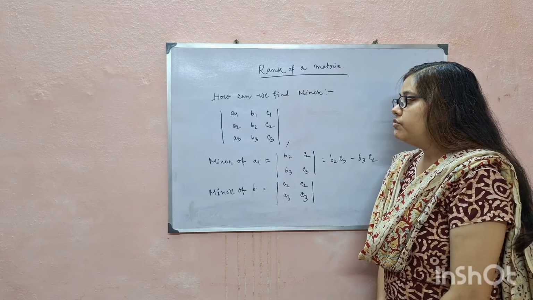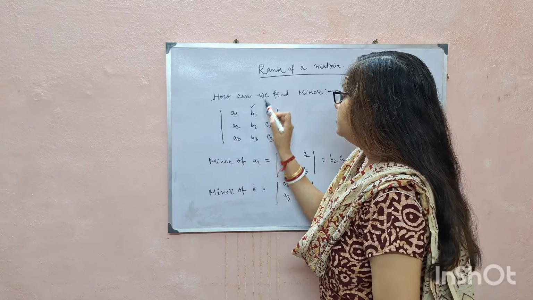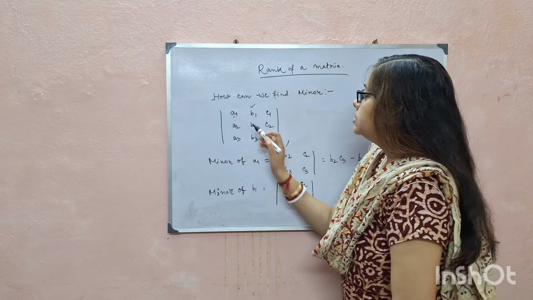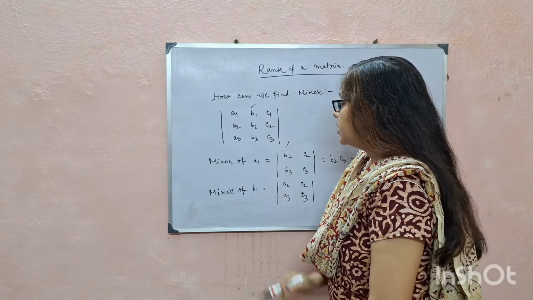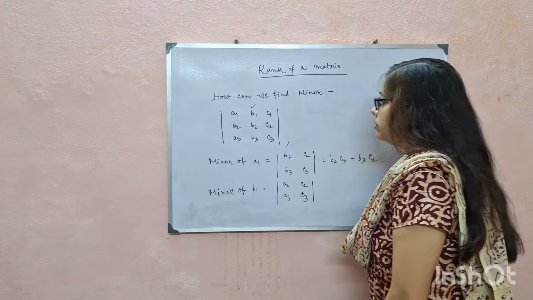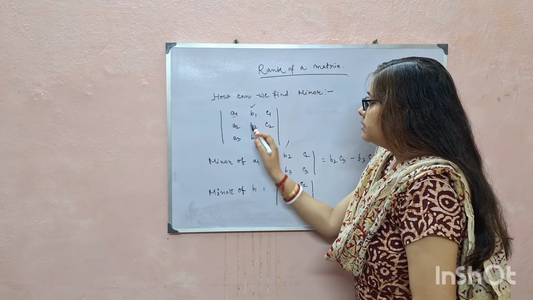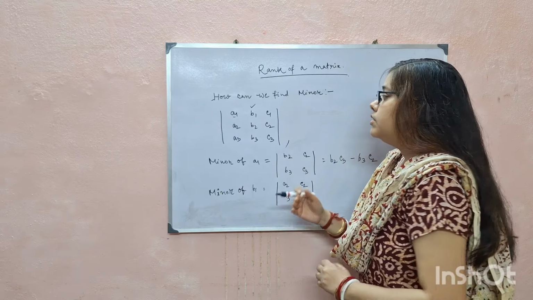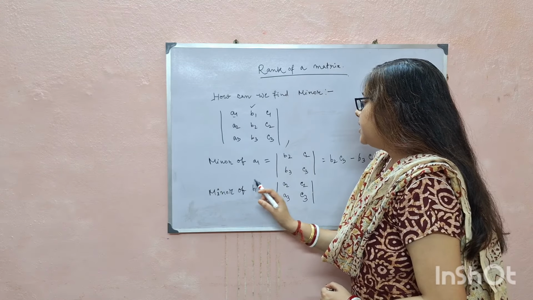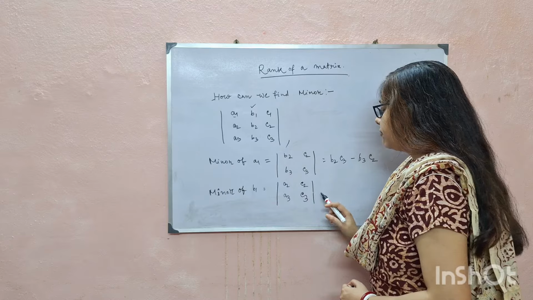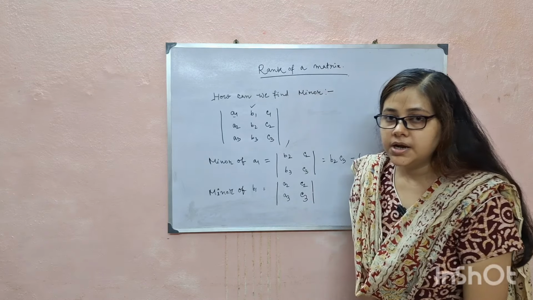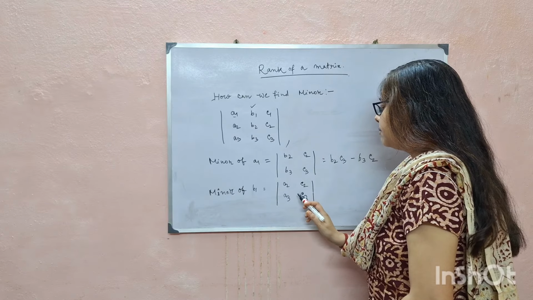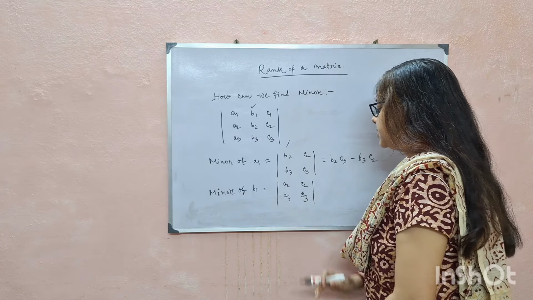Similarly, if we want to find the minor of the element B1, at first we will have to exclude the first row and second column, because B1 is in the position of first row and second column. Then we will have to write down the remaining matrix in determinantal form and find out the determinantal value of the remaining matrix, that is A2 C3 minus C2 A3.